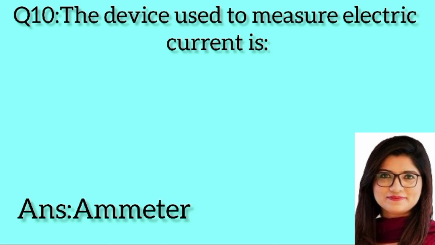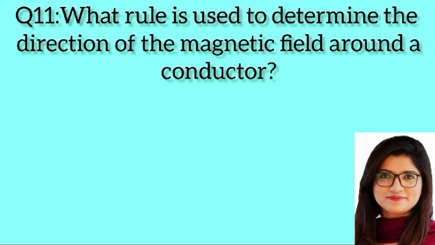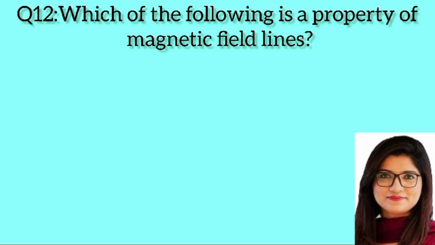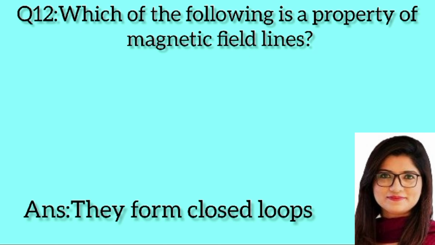The device used to measure electric current is? Answer: ammeter. Question 11. What rule is used to determine the direction of the magnetic field around a conductor? Answer: right hand thumb rule. Question 12. Which of the following is a property of magnetic field lines? Answer: they form closed loops.